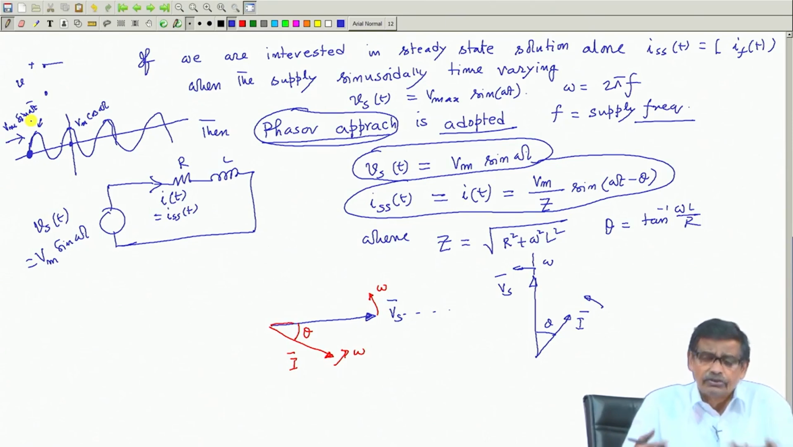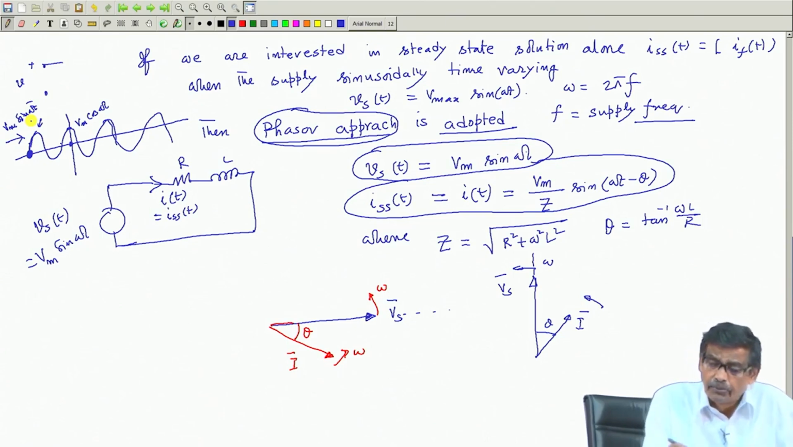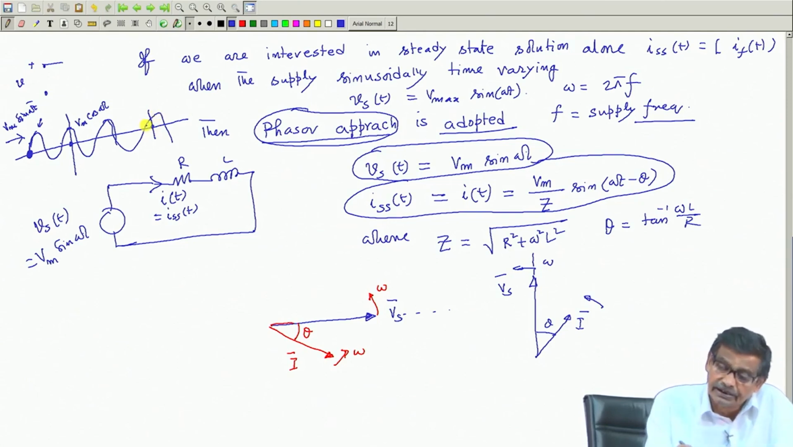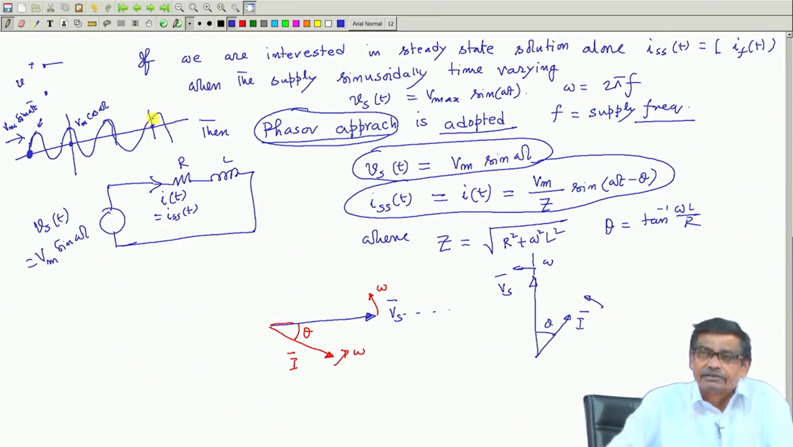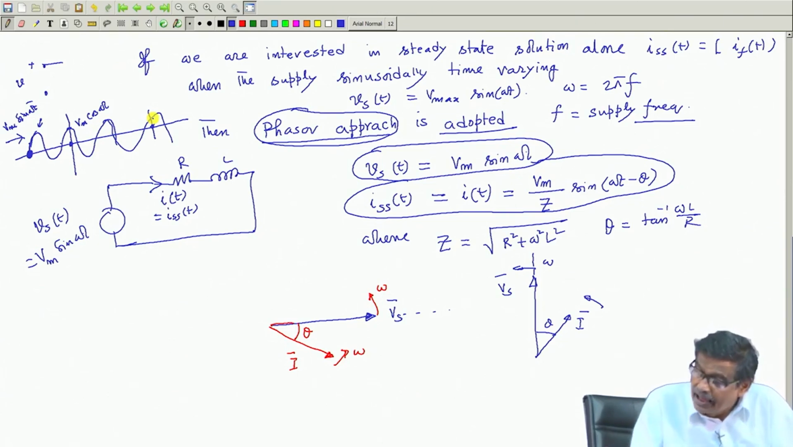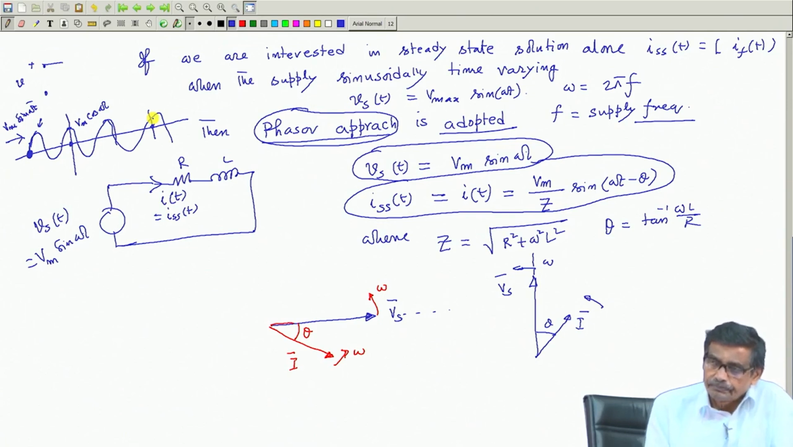The supply voltage is going on doing like this. Similarly, somebody says, I will take this point, neither 0 nor maximum, as my t equal to 0. Then the equation with respect to sin omega t will be leading, sin omega t plus theta. I think you have got the point. But nonetheless, whatever be the supply voltage, the angle by which the current will lag is fixed, that is the angle theta, clear.